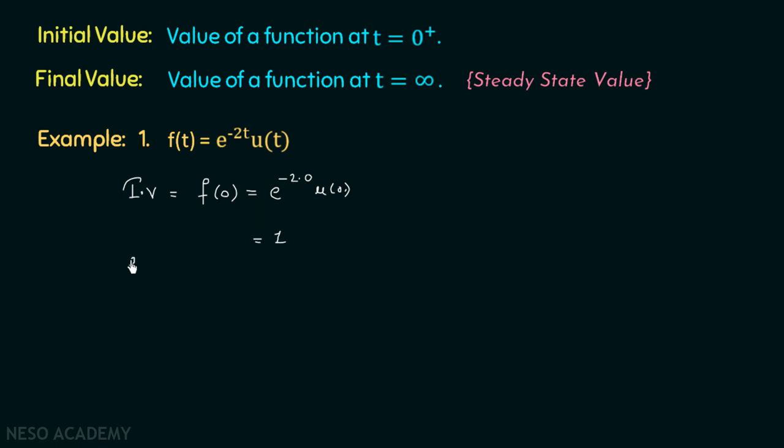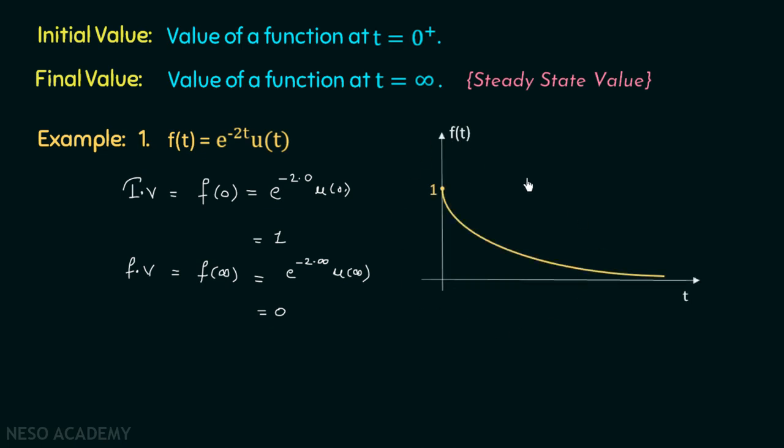Similarly, if we want to find out the final value of this function, then we have to substitute f of infinity, which is the function value at t equal to infinity. It will be equal to e to the power minus 2 multiplied with infinity u of infinity. E to the power minus 2 multiplied with infinity is e to the power minus infinity, and its value is equal to 0. So these are the initial and final values for this function, and if we want to plot this function, then we will have this curve. We can see the initial value, that is the value at t equal to 0, is equal to 1, and the final value is approaching 0 at t tending to infinity.